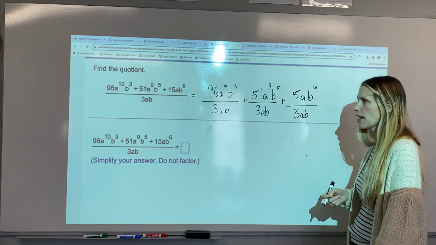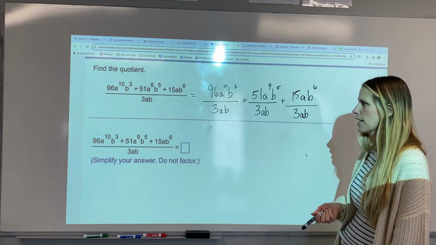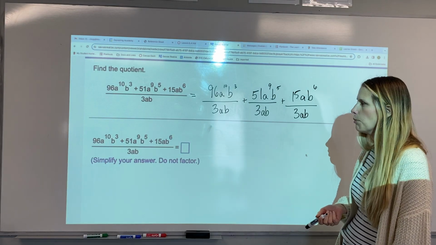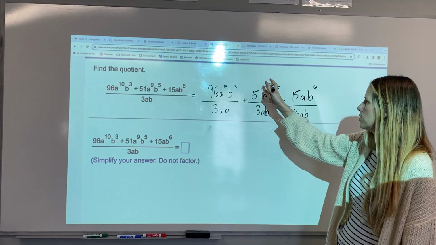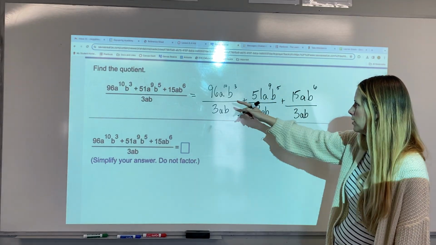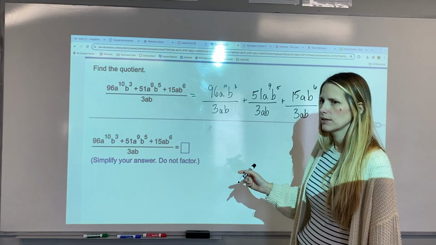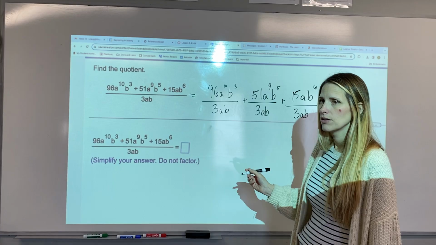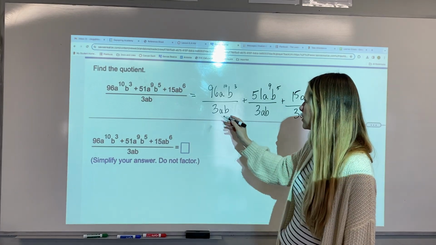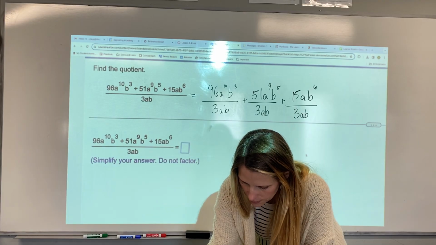It's a big first step. We have to rewrite everything and make it even more complicated looking than it started out to be. But it keeps it organized. Then we can work one term at a time. Starting with this, what's the first step when we're dividing this? To divide the 96. Yep, the coefficients. 96 divided by 3. 32. Very good.